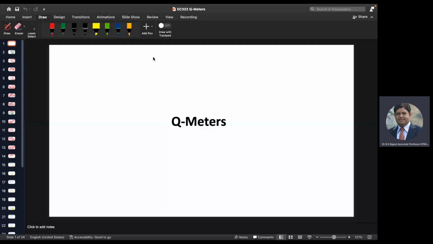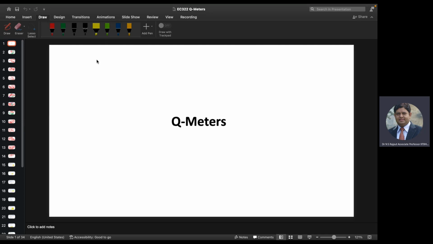Okay, so let's start with Q meters. Basically, Q meters or quality factor meters are used to measure the quality factor of a coil as well as the R, L, and C of an electronic circuit, especially at radio frequency, right? And since they are being used for measuring R, L, and C, it is also called an RLC meter.